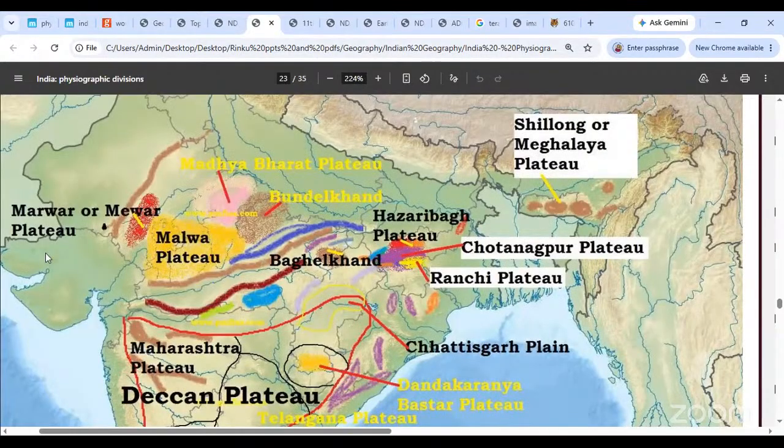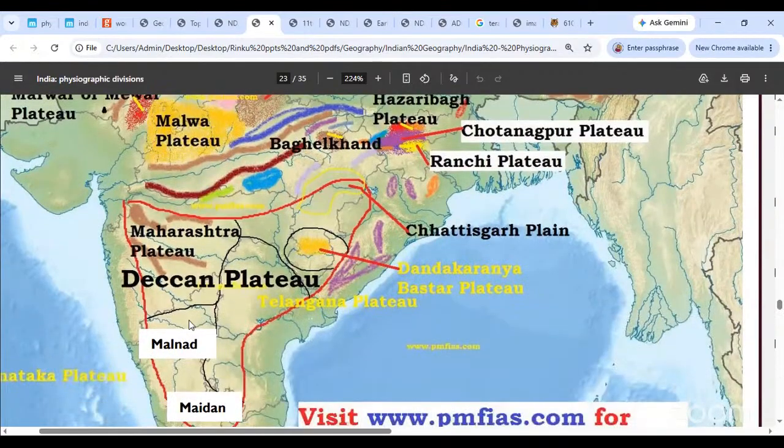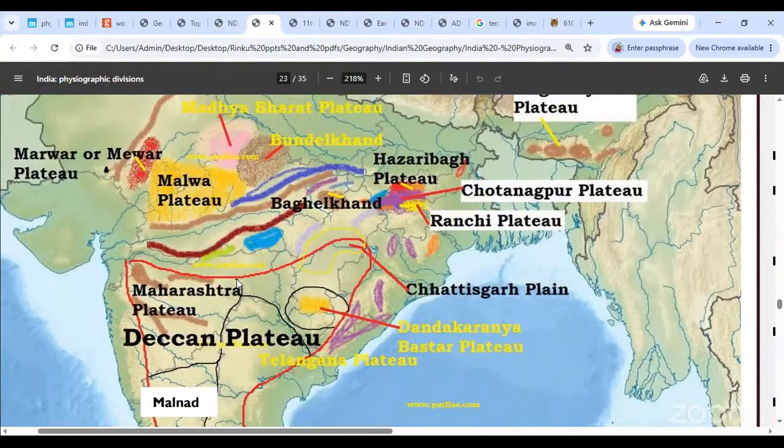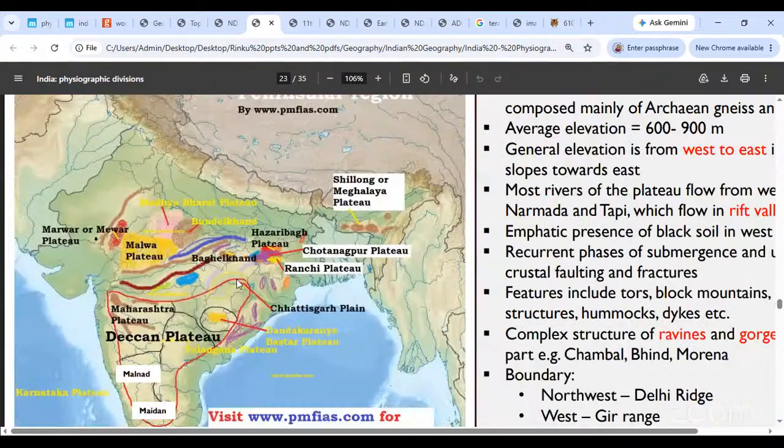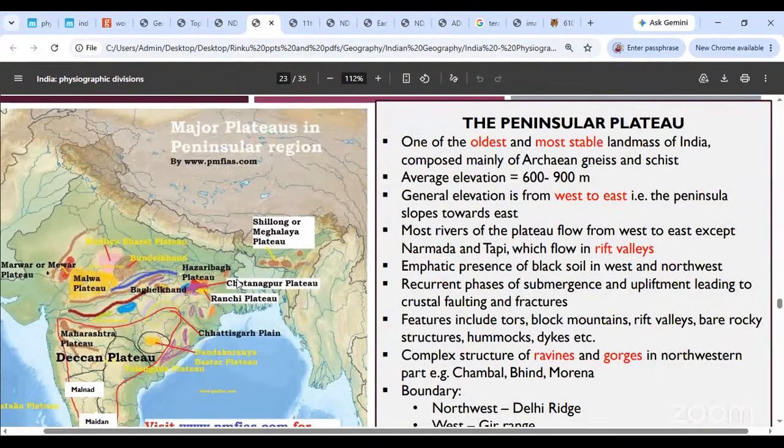When we consider the peninsular plateau, हम उसके 3 divisions देखेंगे. We'll divide it into 3 divisions. One is this upper portion, the central highlands, जिसमें सारे पठार आएंगे, सारे plateaus आएंगे. उसके बाद आता है ये Deccan plateau, and then lastly you have the Ghat section, the Western Ghats and the Eastern Ghats. So we are looking at the peninsular plateau. Okay, let's look at this.